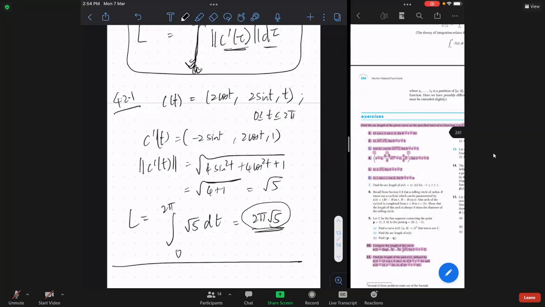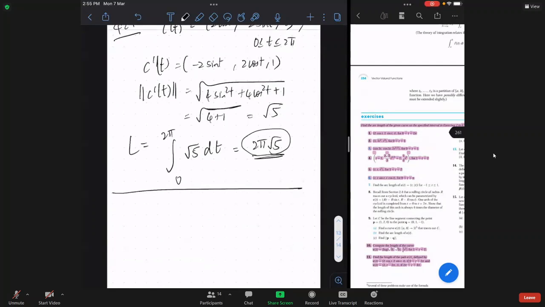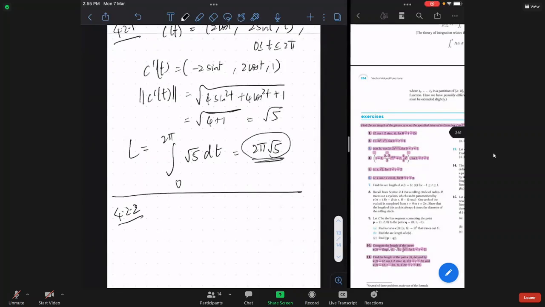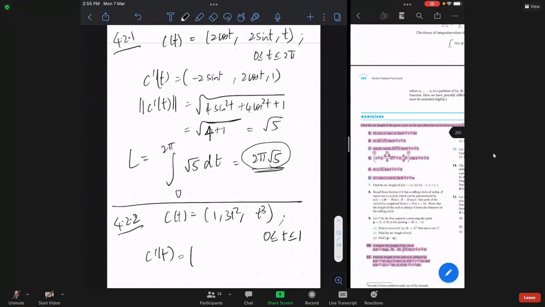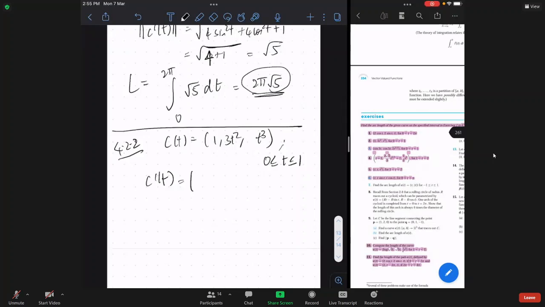I can solve the next problem as well. We'll just wrap it up with one more problem. The next problem is 4.2.2, where C of t is t, 3t square, t cube, and the interval is t from 0 to 1. So my c dash of t is, the square root of 6 plus 1? It is 4 plus 1. Oh, 4 plus 1. So c dash of t is 0, 6t, 3t square.